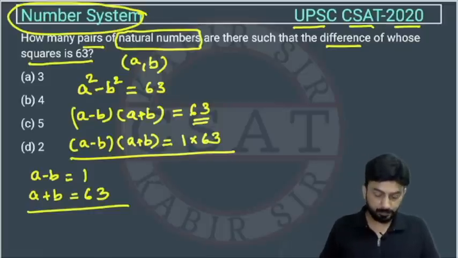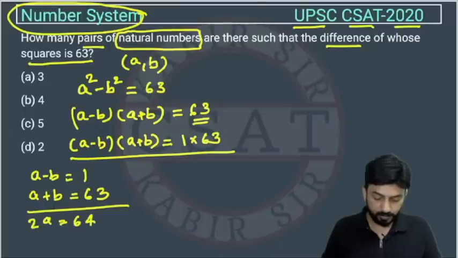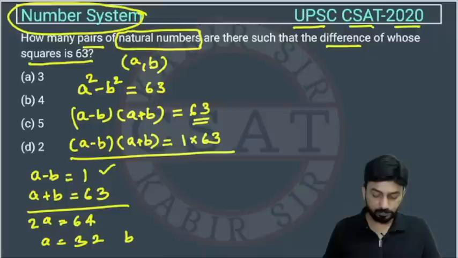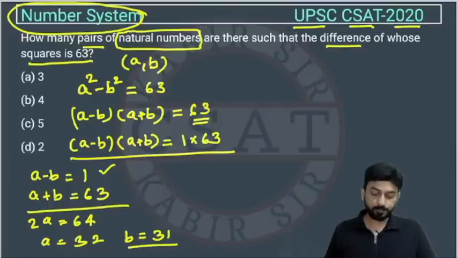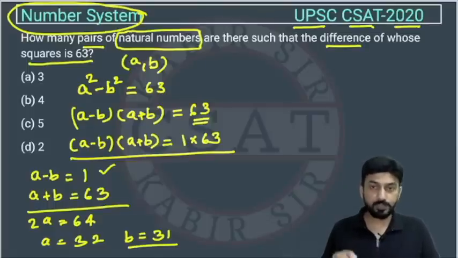So now we will solve it. We will just add them. So this will become 2A is equal to 64, right? Then A will be 32. If A is 32, we will put the value here, so B will be how much? B will be 31, right? 32 minus 31 will be 1. So this equation is getting satisfied, right?